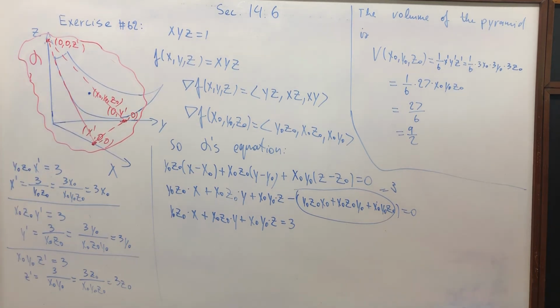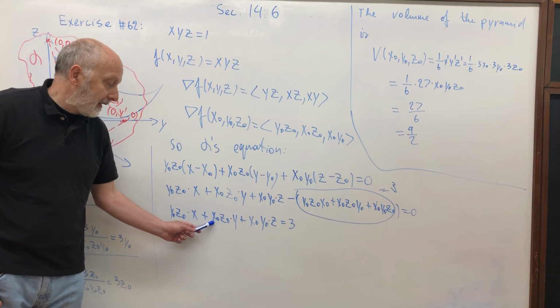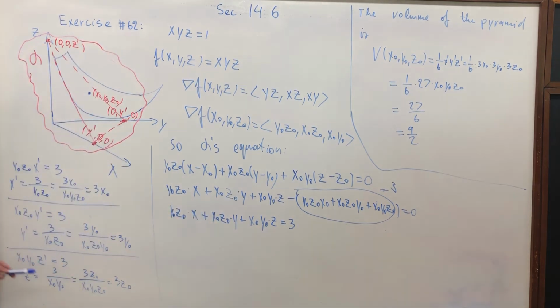Exactly the same calculation gives us that y' is going to be equal to 3y0. We plug in here x equal to 0, z equal to 0, and we end up with x0z0 times y equal to 3. Then y' is going to be equal to 3 over x0z0, which is the same as multiplying numerator and denominator by y0, giving 3y0 over x0y0z0, equal to 3y0. And exactly the same calculation shows that z' is equal to 3z0. And now we finish these calculations.